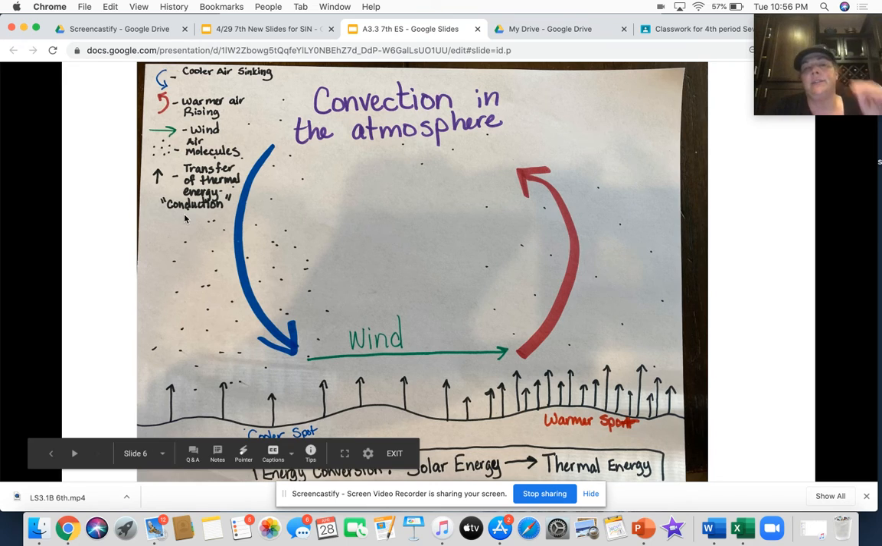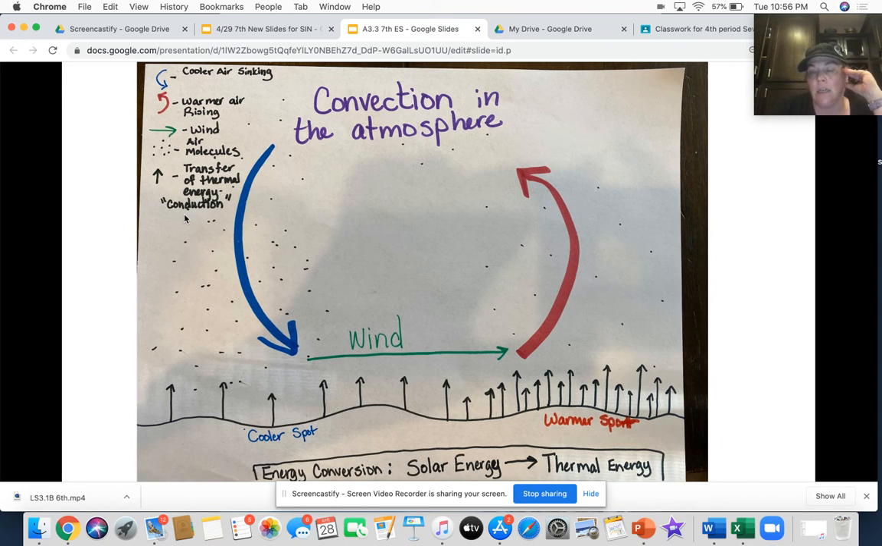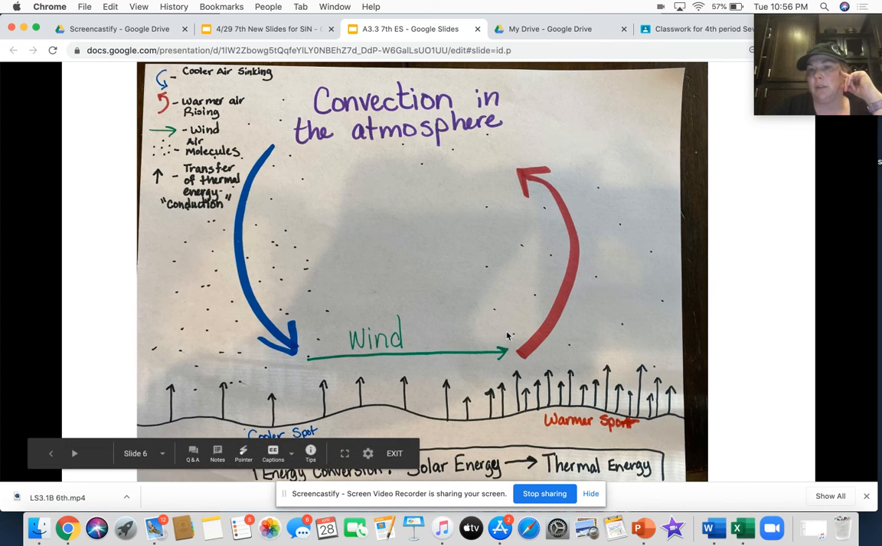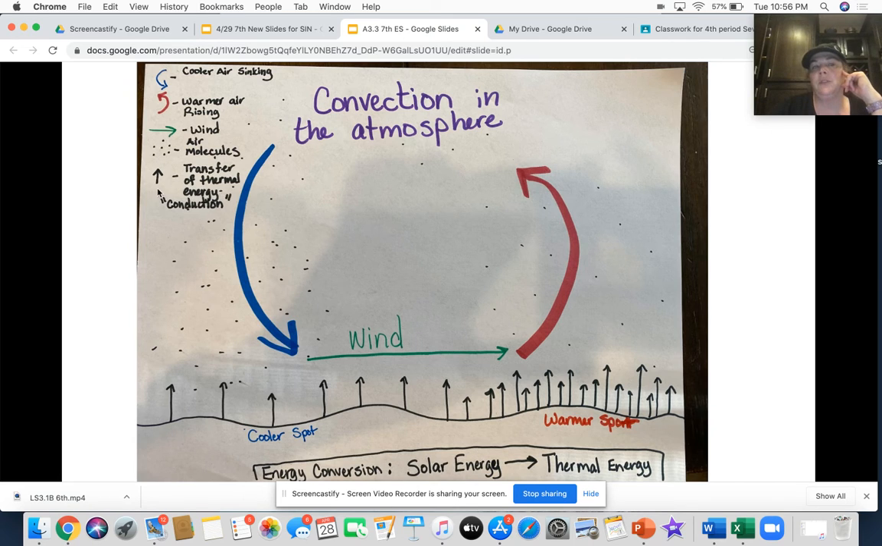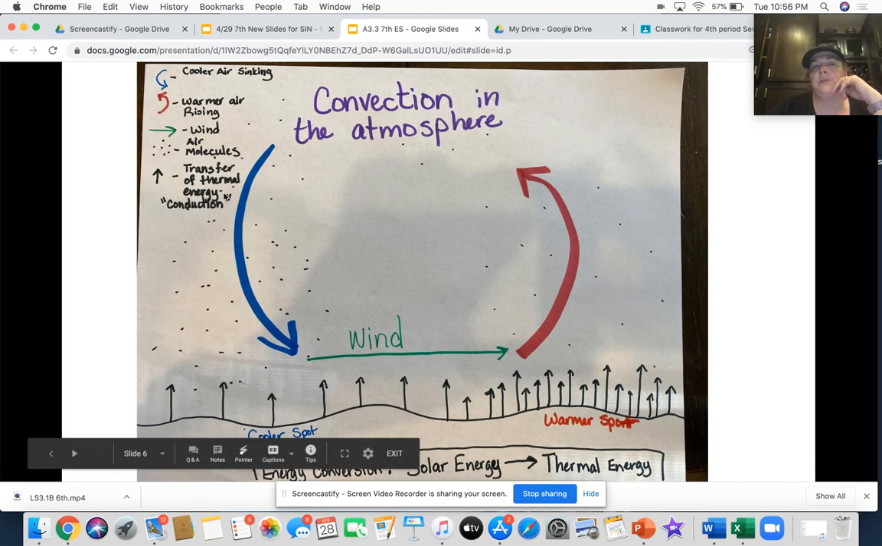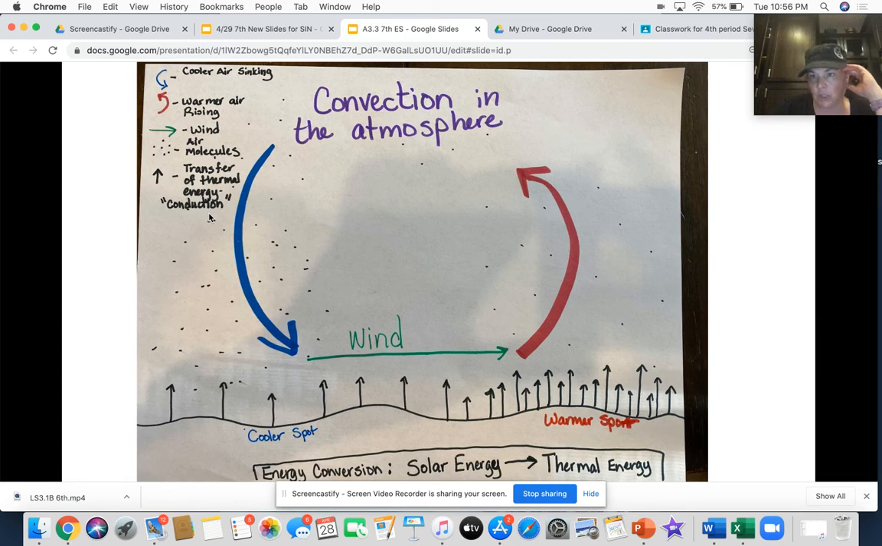So up here, I added to it and I put in my key. Whenever you have a model, you must put in a key. So I obviously have, it's labeled nicely. So I've got my blue arrow for the cooler air sinking, the red arrow for the warmer air rising. The green arrow is my wind. This is what causes wind, is when this down here rises and it pulls this over, it makes a wind. Dots are my air molecules, and the arrows stand for the transfer of thermal energy or conduction.